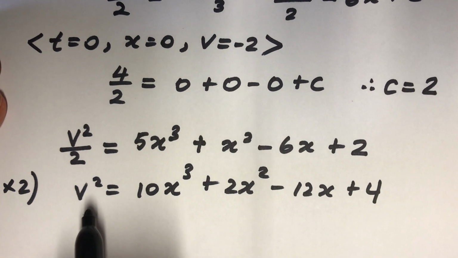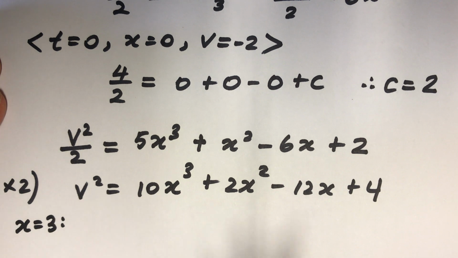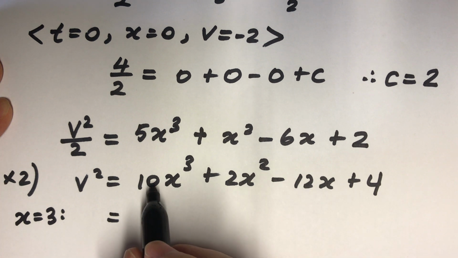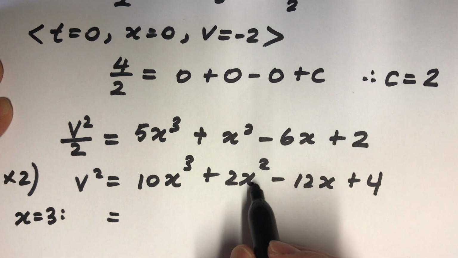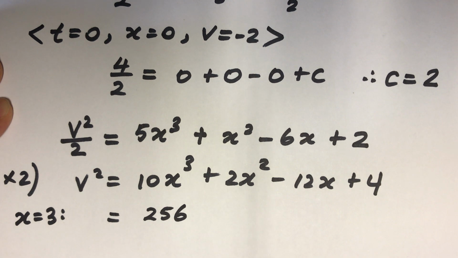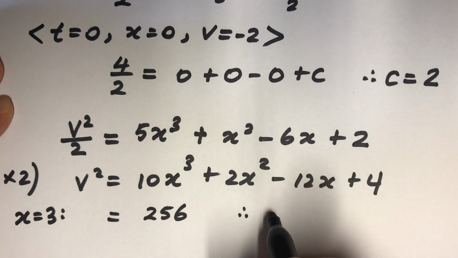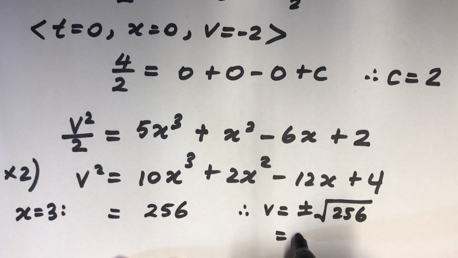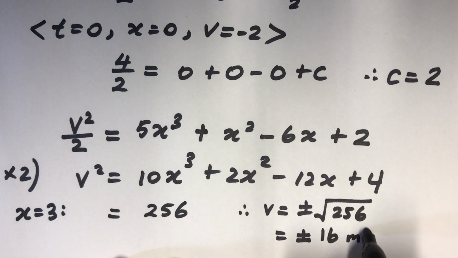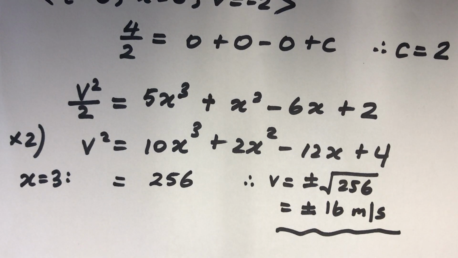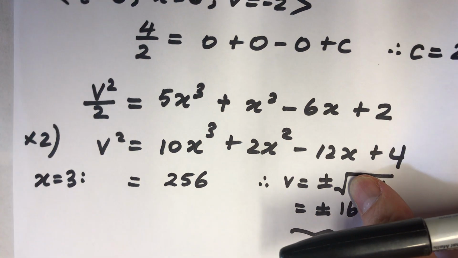So we need to find the v when x equals 3. So what are we going to do? Put it into the equation here. So 10 times 3 to the power of 3 plus 2 times 9 minus 12 times 3 plus 4, you will have 256. So therefore, V equals plus minus the square root of 256, which is plus minus 16 meters per second. So my answer is V equals plus minus 16 meters per second. So it could be positive, it could be negative. Okay, so that was it. Next question.